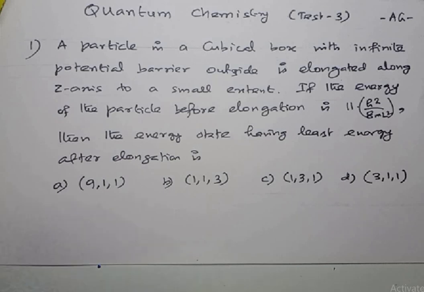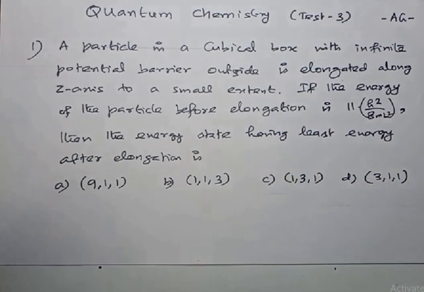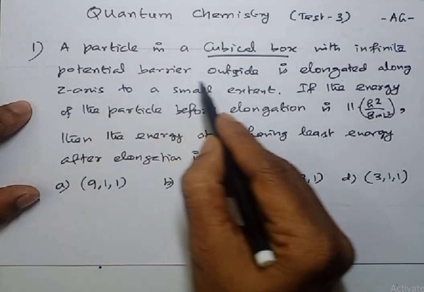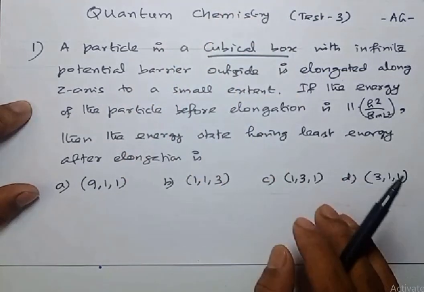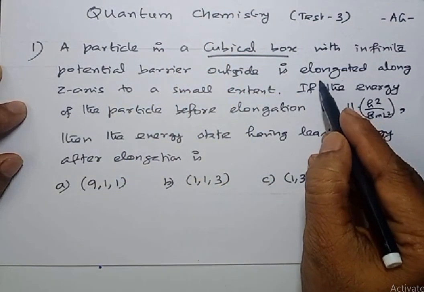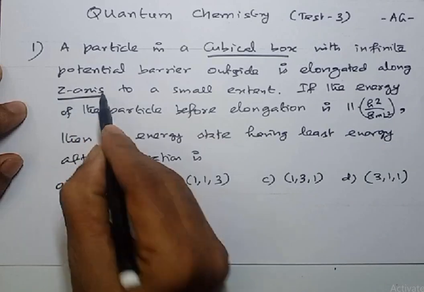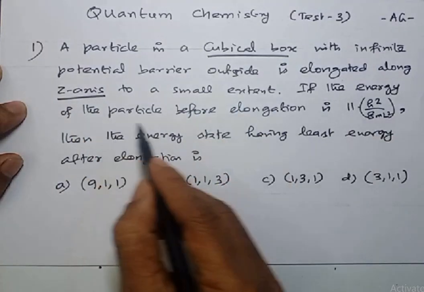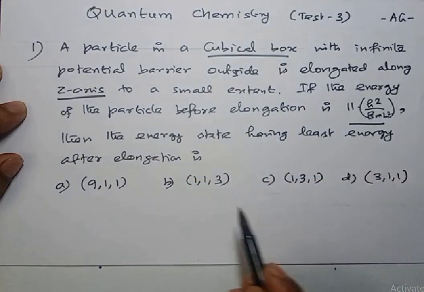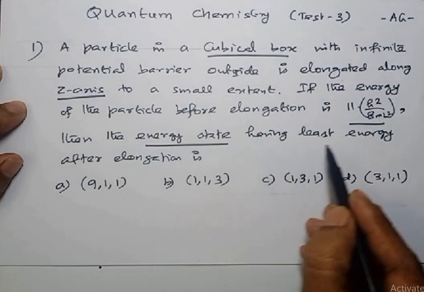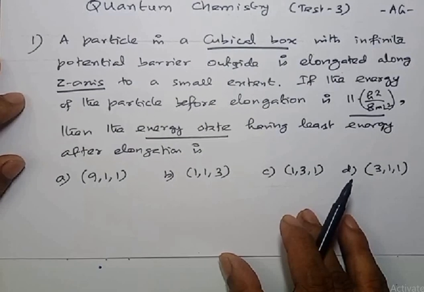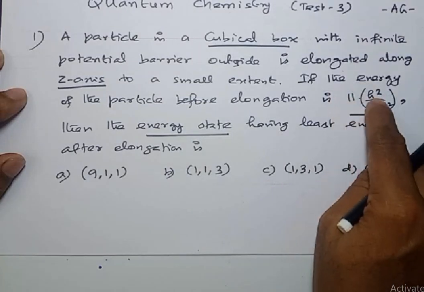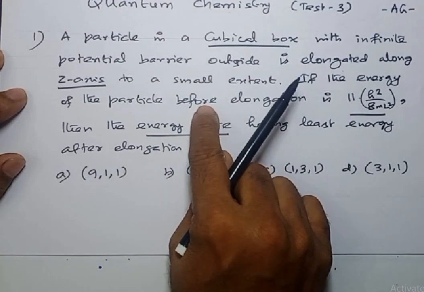This is question number 1. A particle in a cubical box with infinite potential barrier outside, this usual cubical box, is elongated along the z-axis to a small extent. If the energy of the particle before elongation is this, then the energy state having least energy after elongation is. Okay. Now listen, for this energy level, this is before elongation.